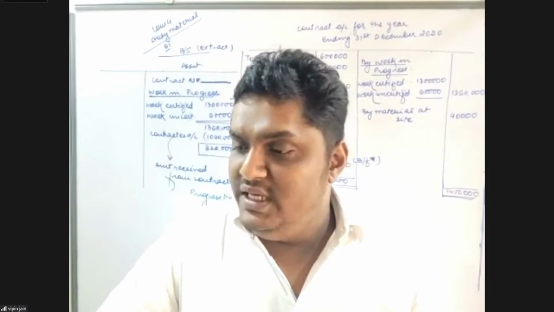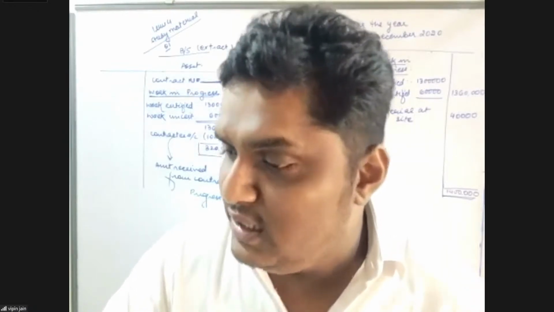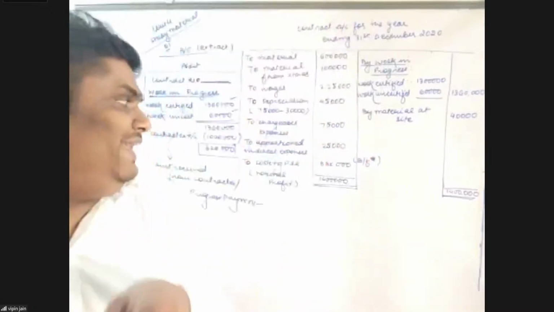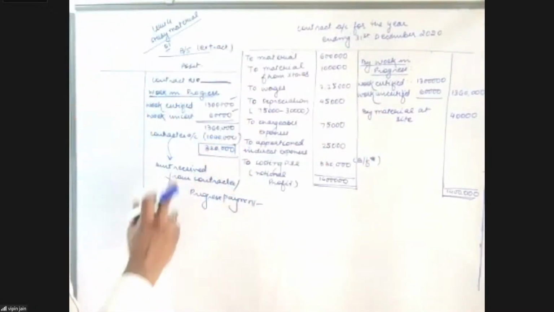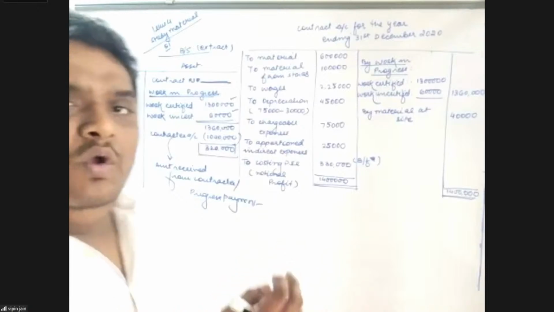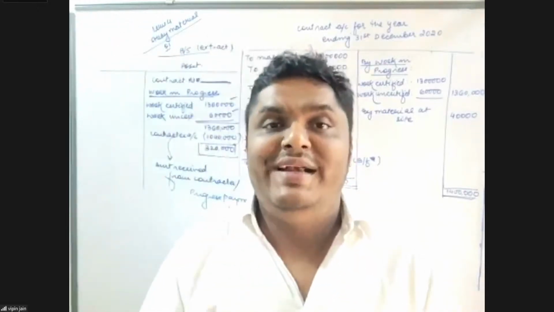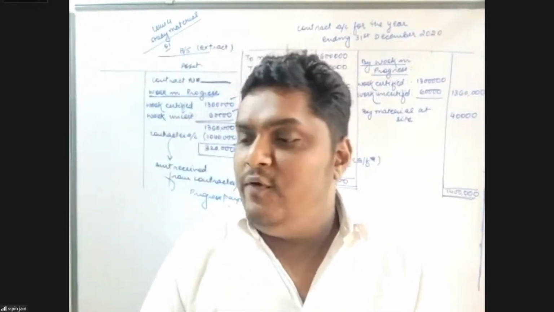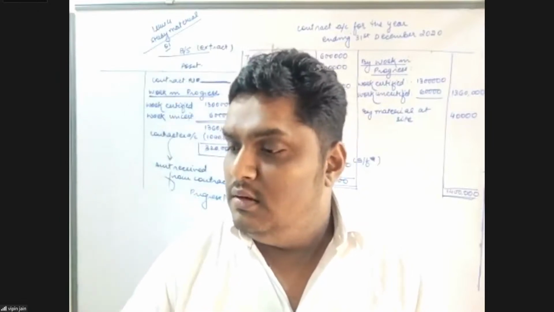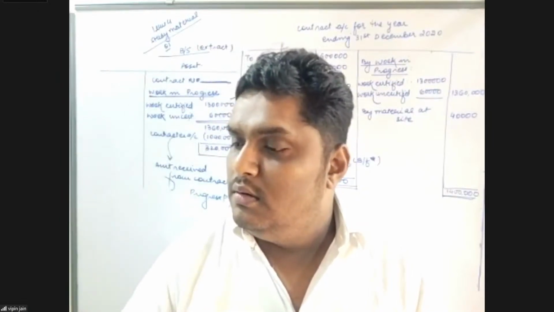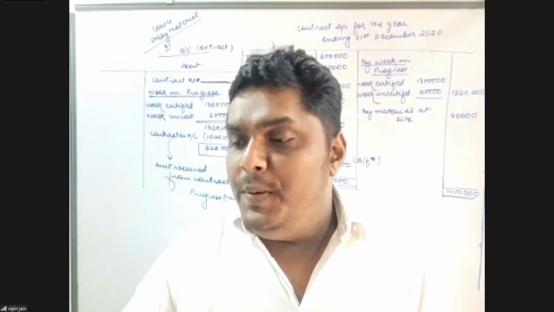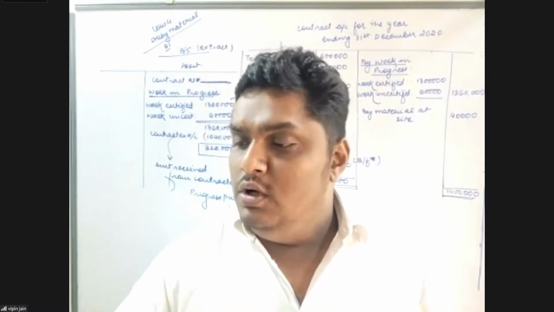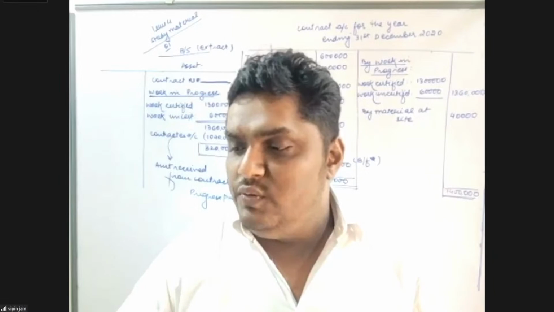One second, there is a query. Krishna sir, what is 10,40,000? See, 10,40,000 is the amount that is received from the contractee. The progress payment that we have received from the contractee is 10,40,000. We do prepare the contractee account also. So I'll be discussing this part in the next question. Don't worry.